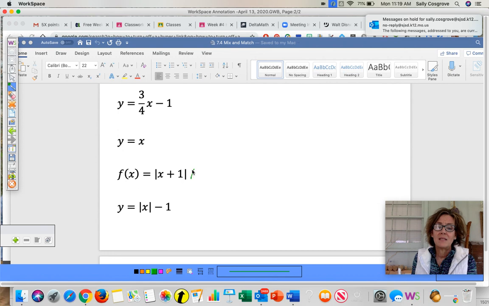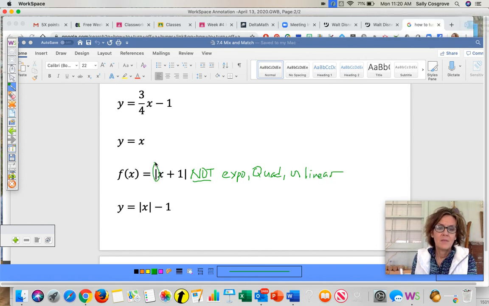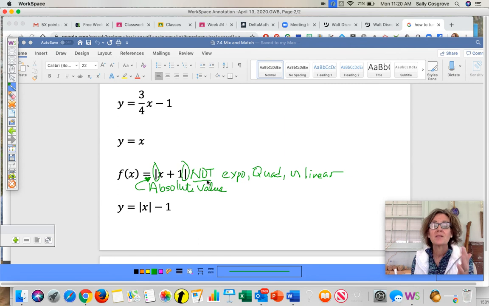So this is not exponential or quadratic or linear because of this thing and this thing. And this is called absolute value. So we're not going to focus on the fact that it's absolute value. We're just going to notice these bars, hint, hint, hint. We're going to notice these bars and realize that it's not any of the ones that we're studying. So we could say it is neither function because it has those absolute value bars on it. All right.